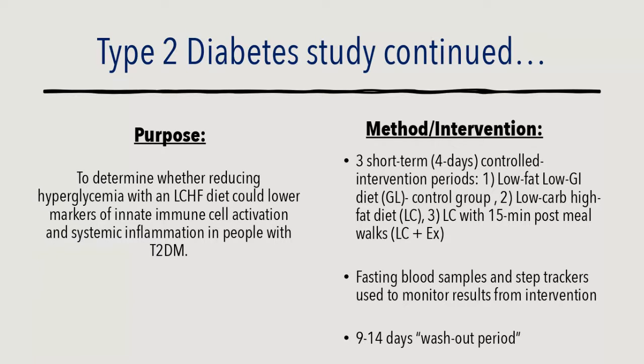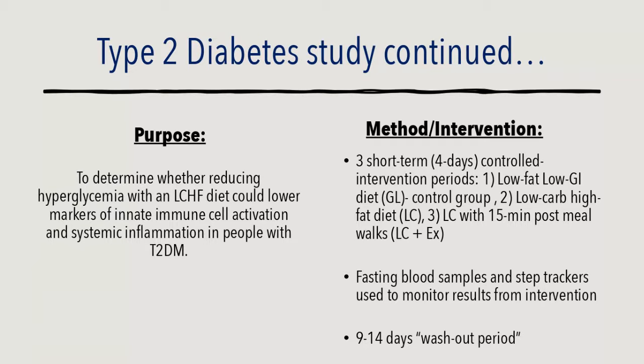The first was following a low-fat, low glycemic index diet. This is basically what we as nutrition professionals usually recommend for people with diabetes. Then the next was the low-carb, high-fat diet, which had the same energy content as the first, but 65% of the overall calories came from fat. The third was basically the same as the low-carb group, but they also added a 15-minute post-meal walk.